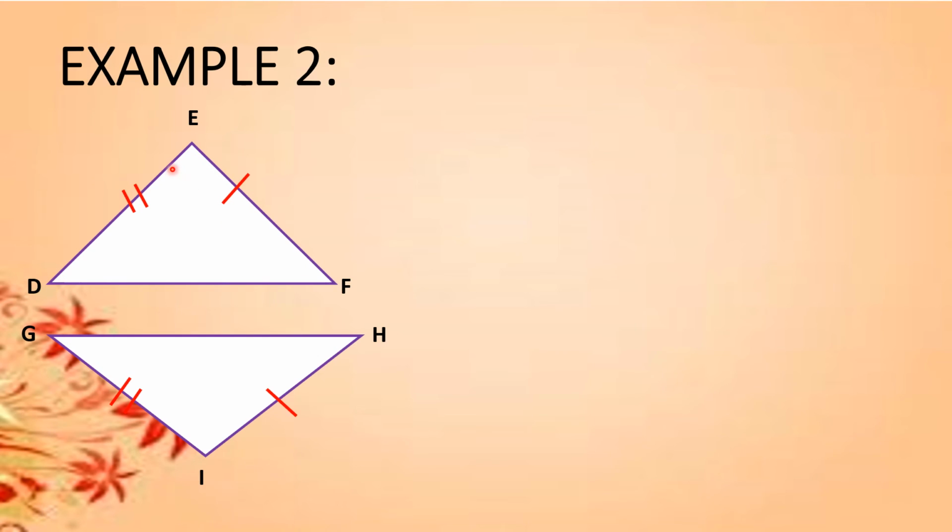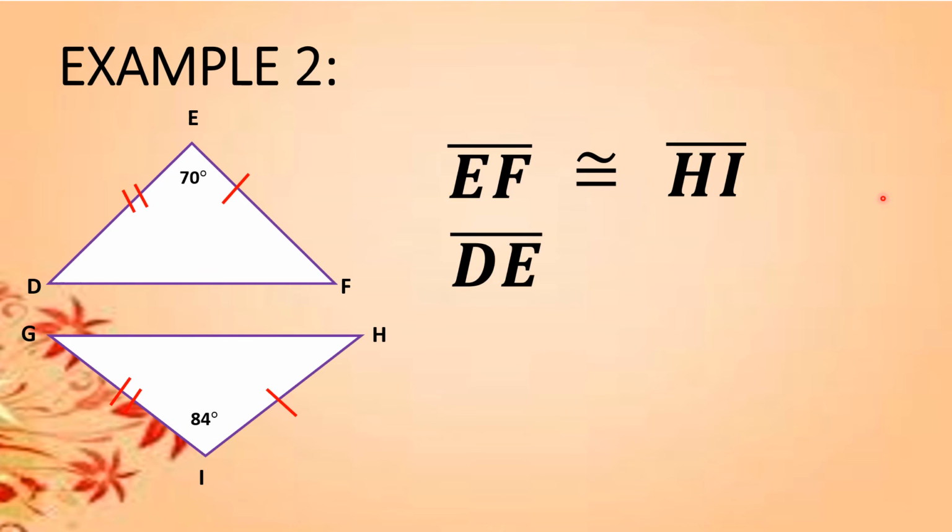So paglalagyan natin dito kay angle E. And for the second triangle, you have GI and side HI. So meaning, ang kanyang included angle ay dito kay angle I. As you can see, we have angle E, which is 70 degrees. And the second triangle, we have angle I, you have 84. So isulat natin yung mga given natin. So first, yung first tick mark, you have side EF, which is congruent to side HI. So the second one, we have side DE, which is also congruent to side GI.